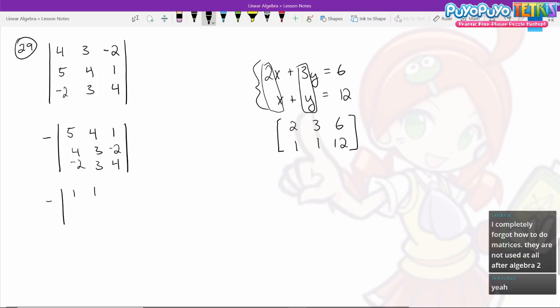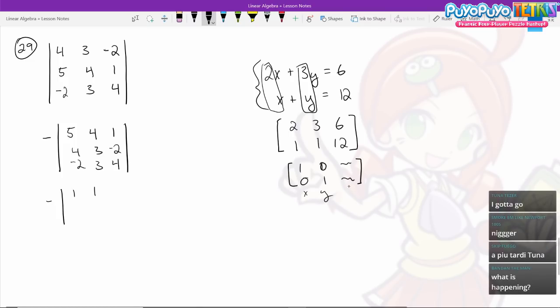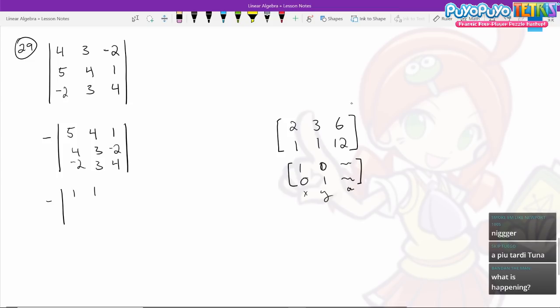So then as you apply matrix transformations and stuff to it, you eventually get, I don't know, x equals some number, y equals some number. That's x and that's y, and this is what they're equal to. But that's what it's used for. And it's kind of how computers do math like that too, I think.